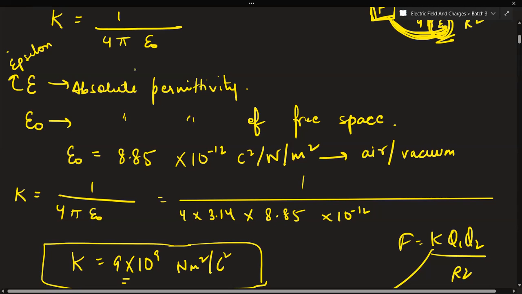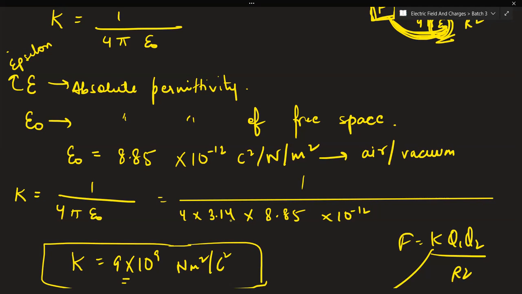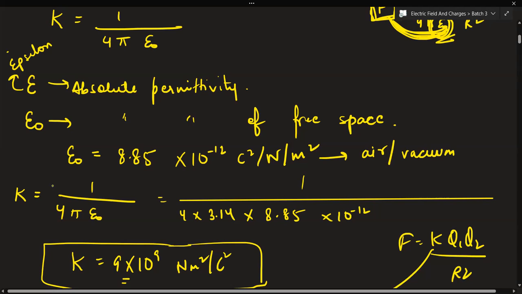Now, if I put all the values in the formula, 1 over 4 pi epsilon naught, I know what 4 is. I know the value of pi. Pi is always 3.14. And if I put the value of epsilon naught as 8.85 into 10 to the power minus 12, once you solve this, you will see your answer is approximately 9 into 10 to the power 9. That's why whenever you are using Coulomb's law, you have the value of this charge, you have the value of this charge, and if you know the separation between them, put the value of K as always 9 into 10 to the power 9 Newton meter square per Coulomb square. So this is Coulomb's law.